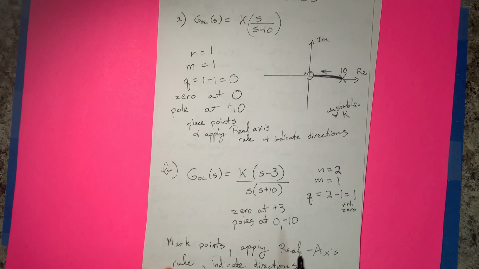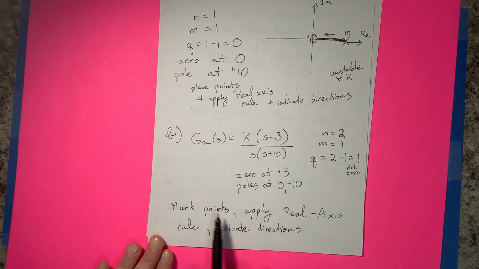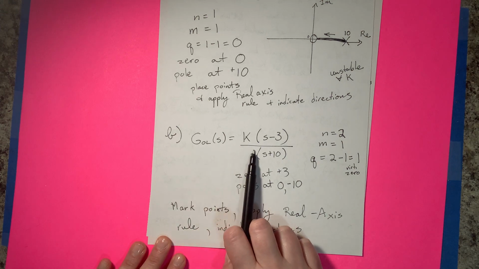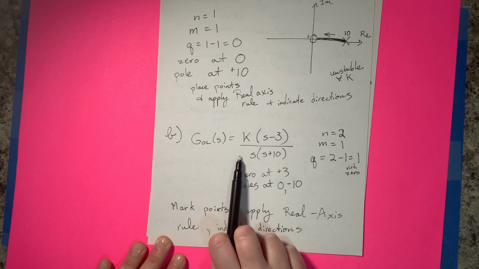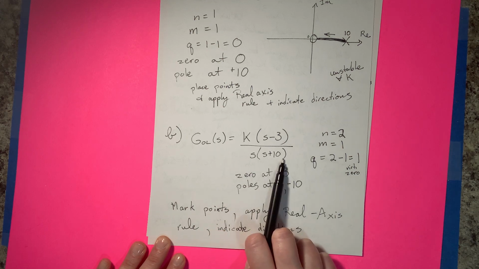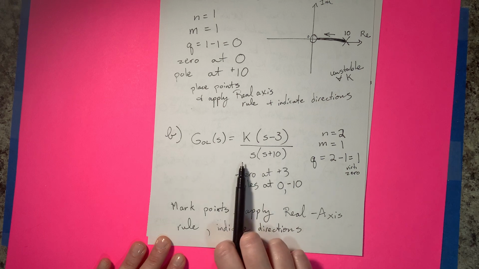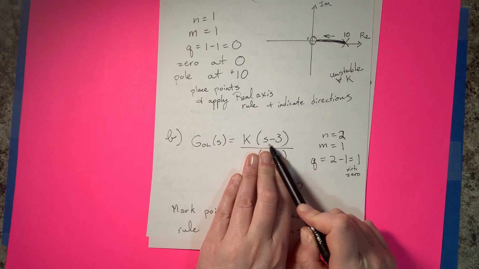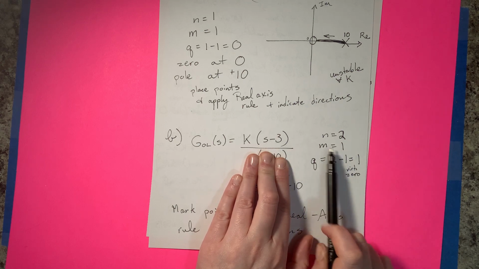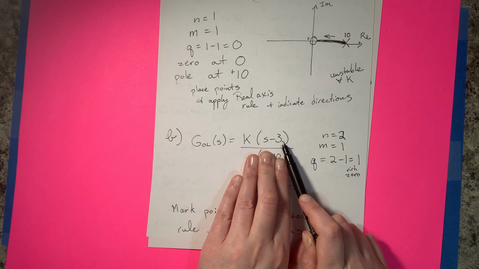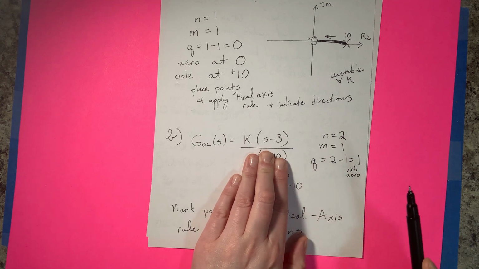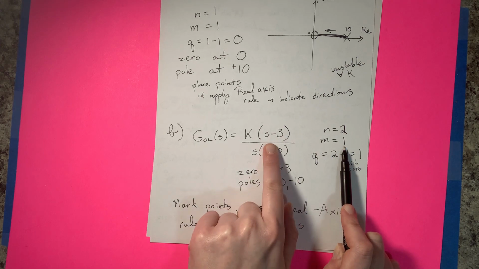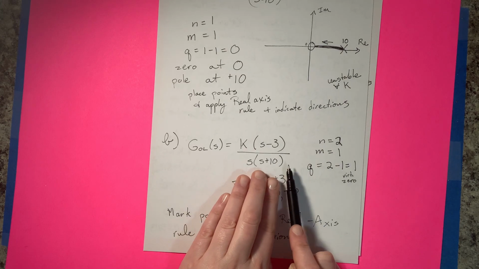Okay, so problem letter B out of number 4, we have G_OL equals K times s minus 3 on the numerator and s times s plus 10 in the denominator. If we look for our values of n and m, first looking at the numerator, we have an order 1 polynomial in s, so m is 1. There is one solution if we set it equal to 0, and that solution happens to be positive 3, so that is the value of our zero. Do the same thing for the denominator.